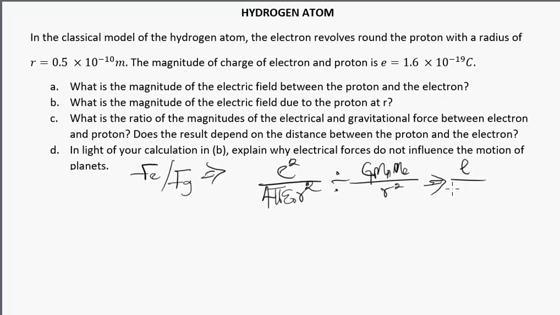E squared over 4 pi E naught R squared, then times R squared over G times mass of protons times mass of electron. Alright, now notice I have R squared here and I have R squared here. I can go ahead and cancel this, right?